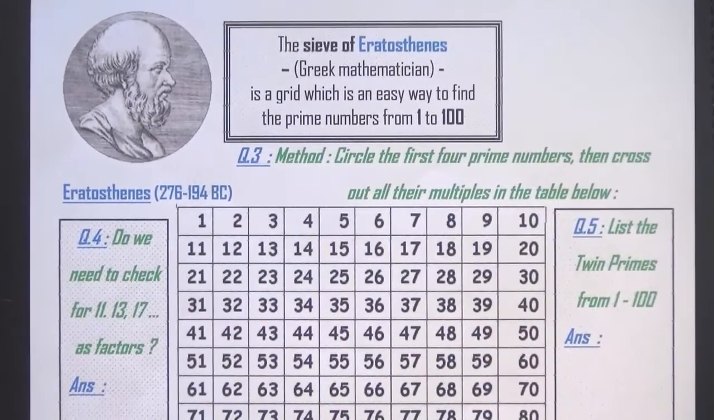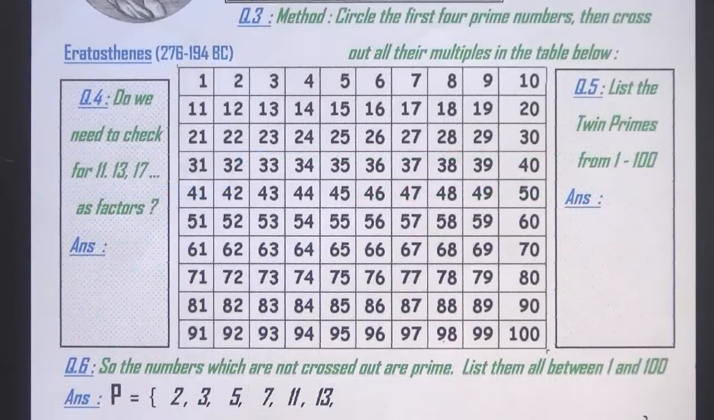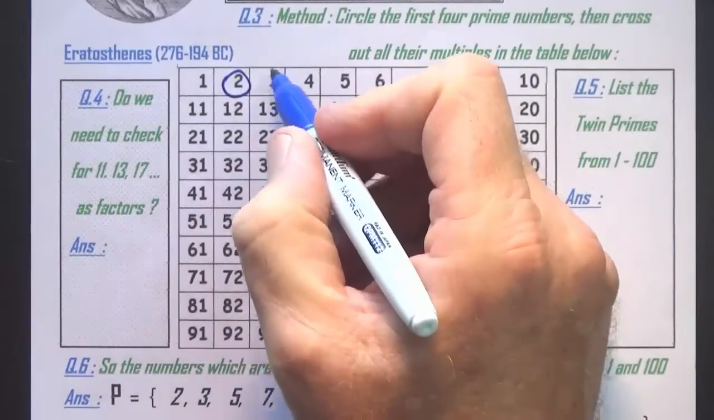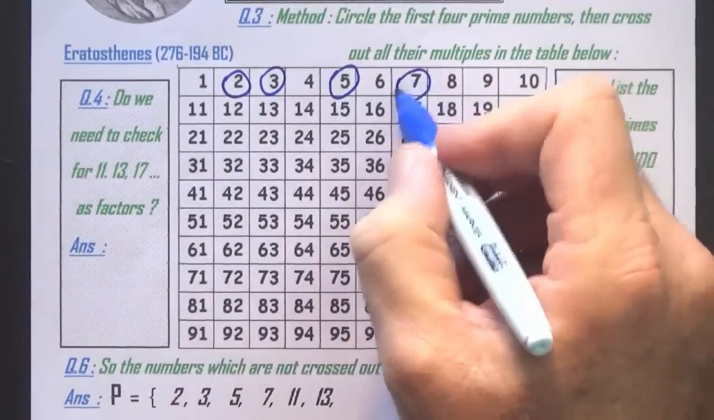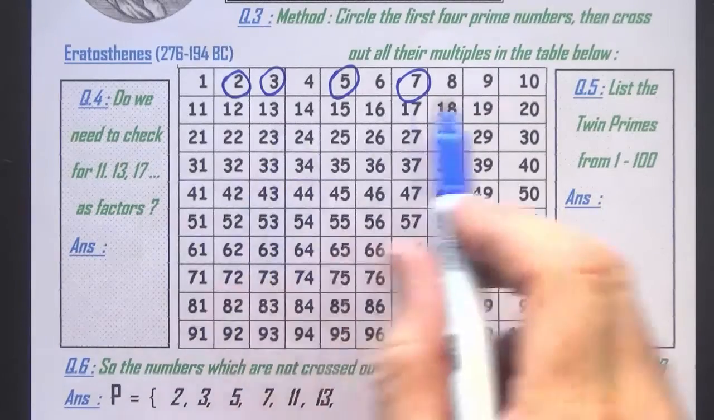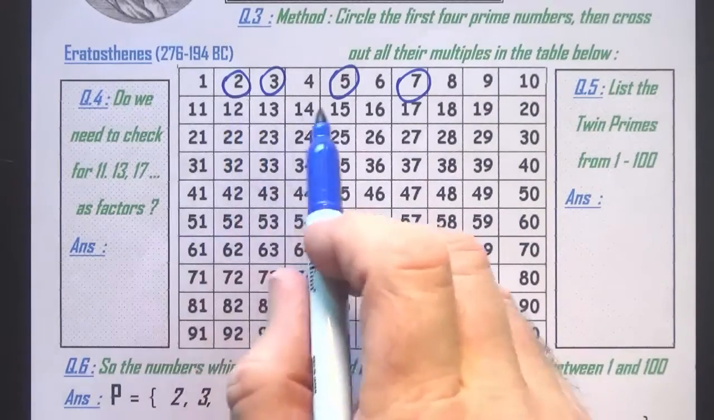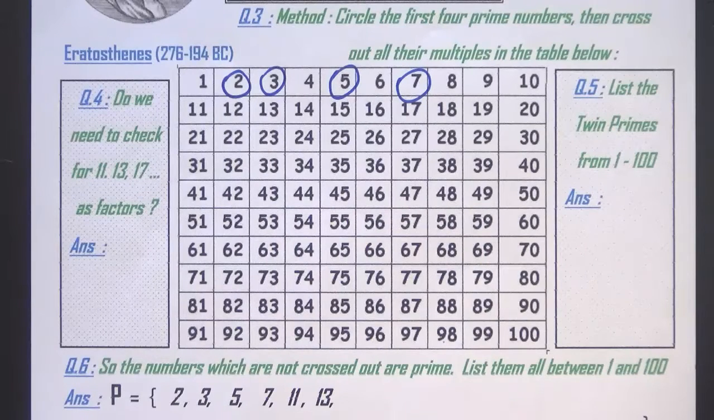So we want to find the primes up to 100. An ancient Greek mathematician, Eratosthenes, devised a very easy way to do this, and he used a grid. We know the first 4 prime numbers, so let's circle those. That's 2, 3, 5, and 7. Now I'm going to go through the rest of this grid and cross out the multiples of those numbers. And each of those numbers, of course, will not be prime, being a multiple of another number.